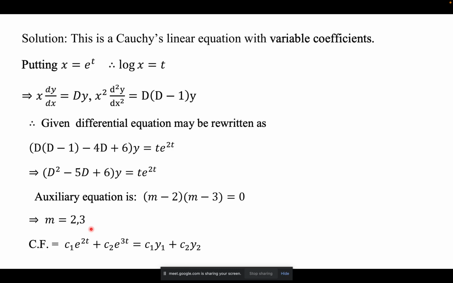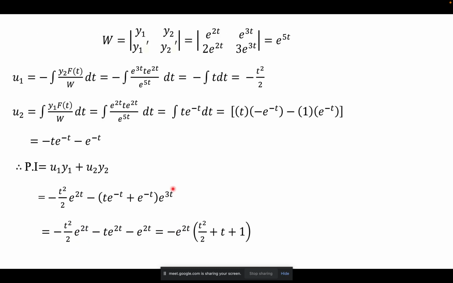So now the complementary function can be easily written as c1 times e^(2t), because one root is 2, and then c2 times e^(3t) because the other root is 3. If you write it as c1 y1 plus c2 y2, the value of y1 is e^(2t), and the value of y2 is e^(3t). Now you calculate the Wronskian. The Wronskian will be e^(2t), e^(3t), and then you take the derivative. The derivative of e^(2t) is 2e^(2t), and of e^(3t) is 3e^(3t). If one solves the determinant of this, you will get e^(5t).